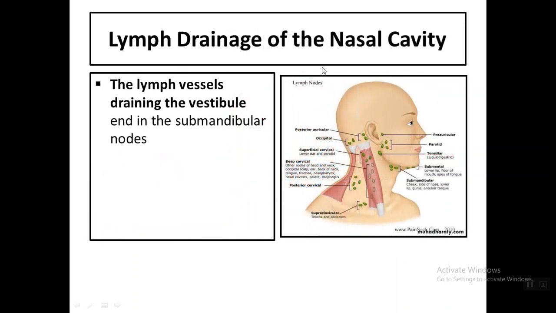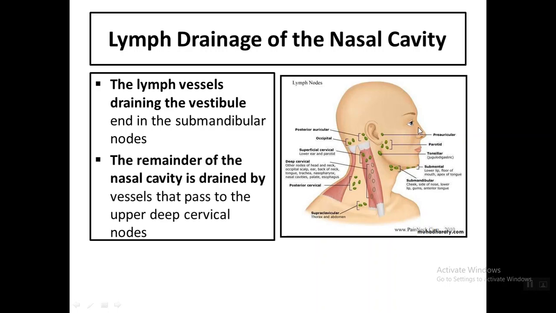What is the lymphatic drainage of the nasal cavity? The lymph vessels draining the vestibule will end in the submandibular lymph node, while the remainder of the nasal cavity is drained by the vessels that pass to the upper deep cervical lymph nodes.